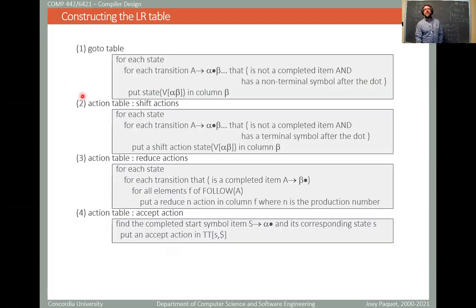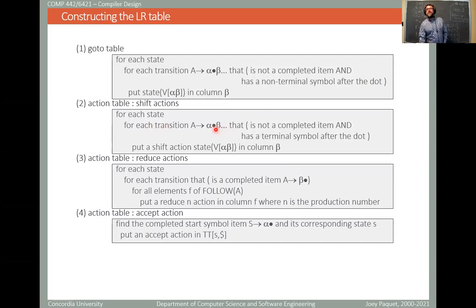Then let's go to the shift actions in the action table. So here what we're looking for, again, is a non-completed item, but here the non-completed item would have a terminal symbol after the dot. Keep in mind the shift action is somewhat reminiscent of what we used to call the match in LL parsing. You're going over a terminal symbol. Okay, that's what the shift actions are.